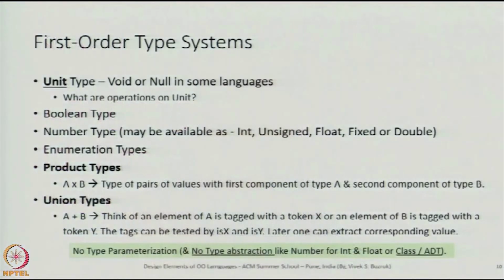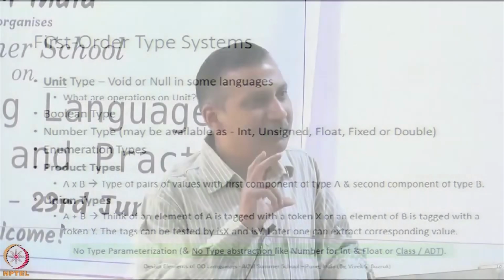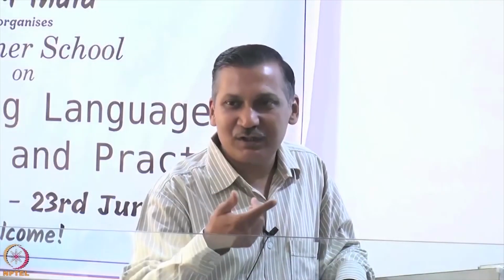So product types are basically the type of a pair of values, okay, where the first component is of type A and the second component is of type B. Sometimes you can also form tuples out of that, okay. Union types, there is another. In C it is a tagless union, but in case of Pascal and Ada, there is a different kind of union that exists, we will talk about that.